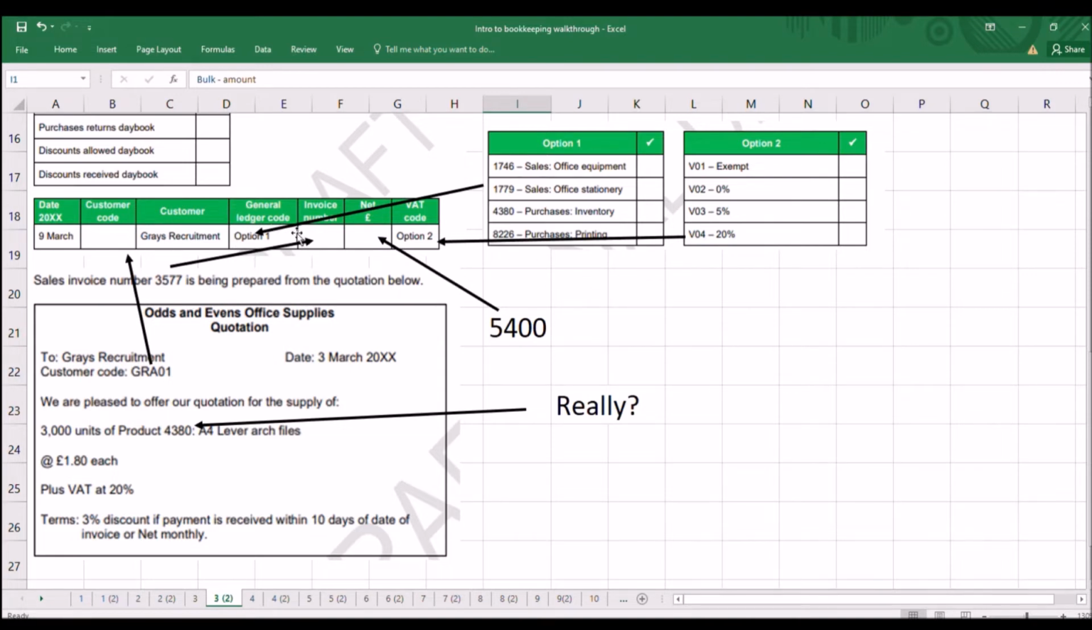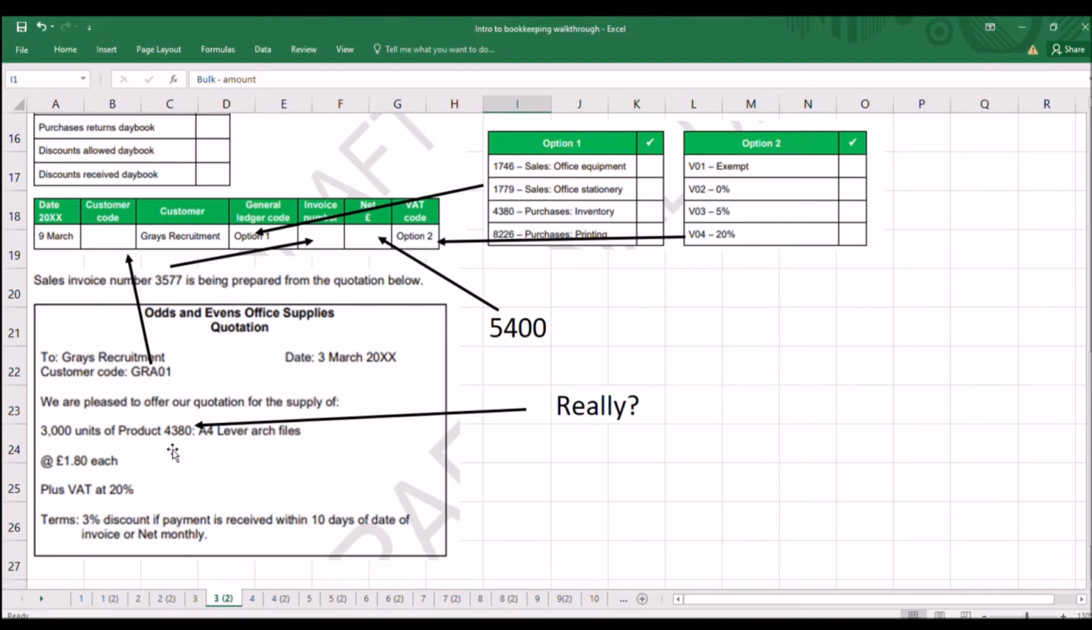And then this one here, what is the general ledger code? You can see that it's got the product code in there, which is about whatever particular product has been sold. Well, this is the general ledger code here, which is sales office stationery, so 1779.